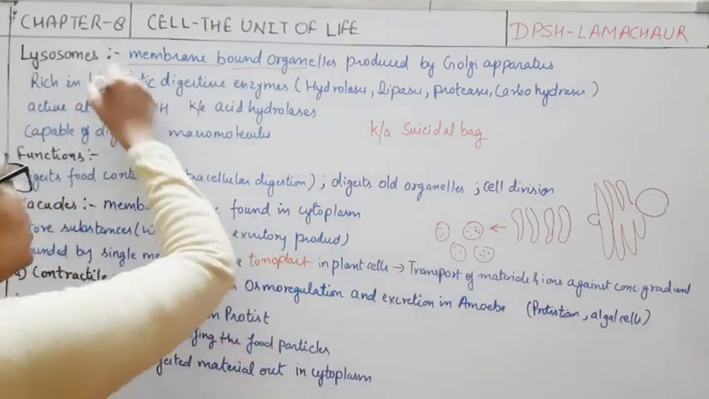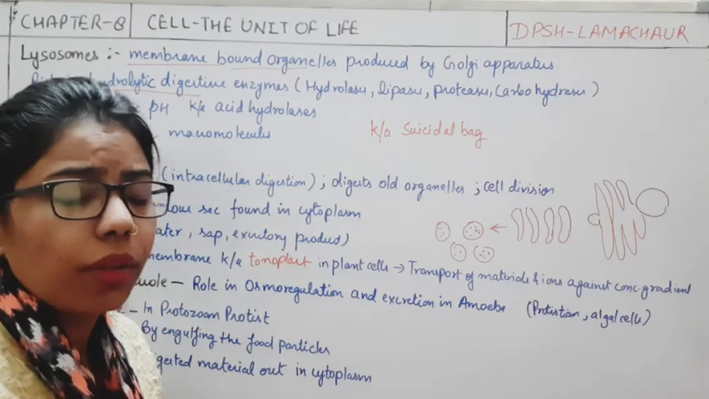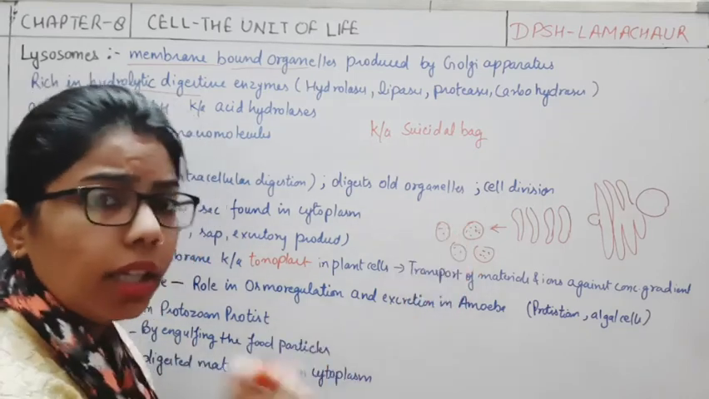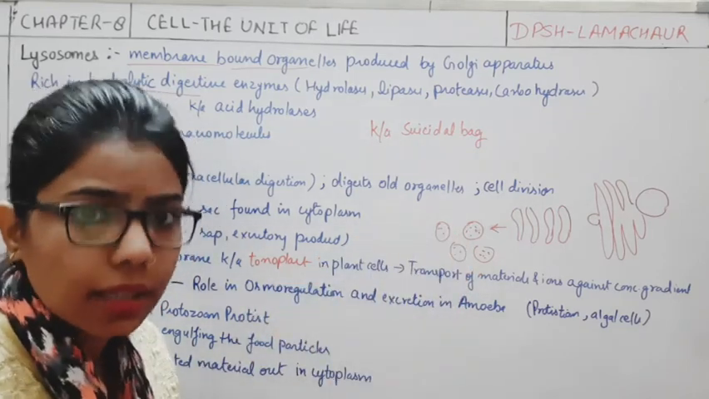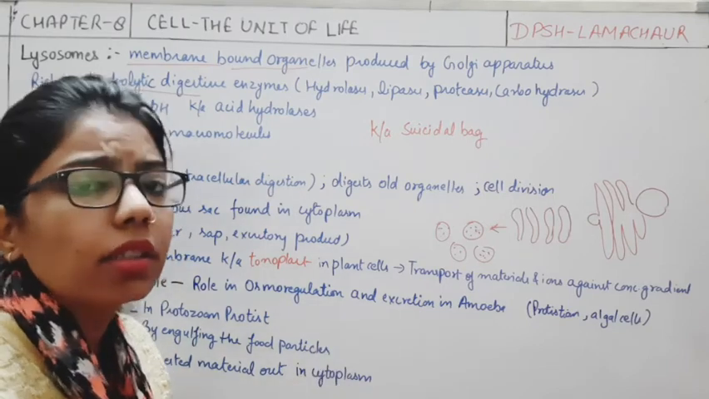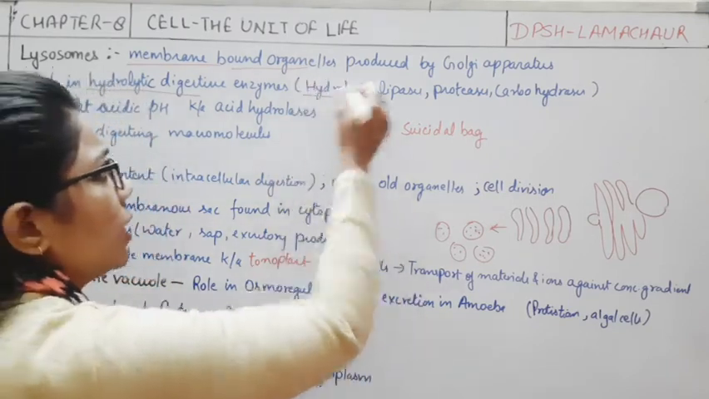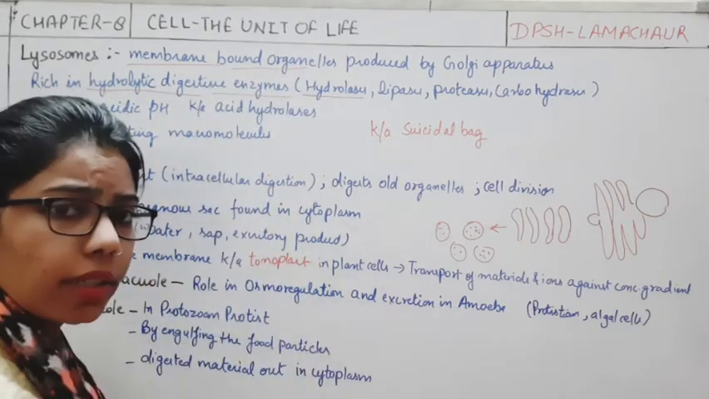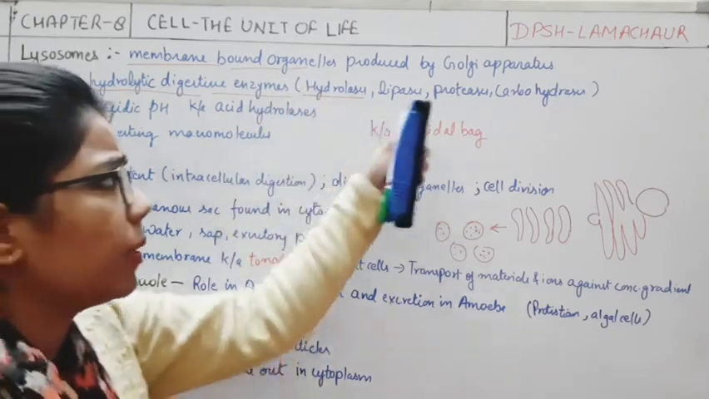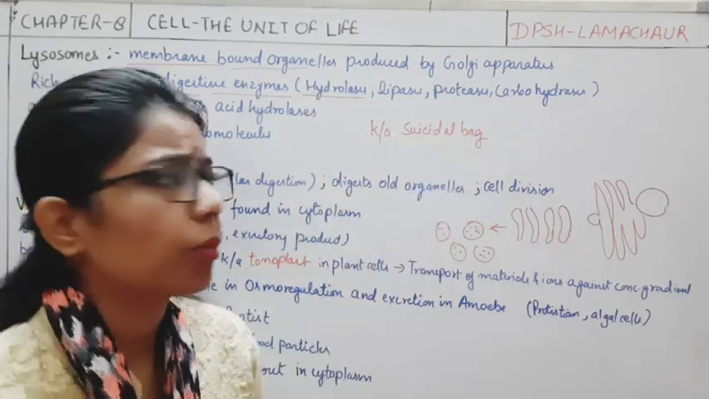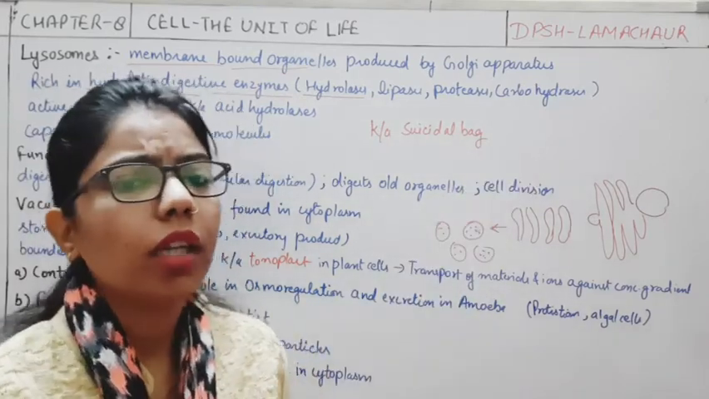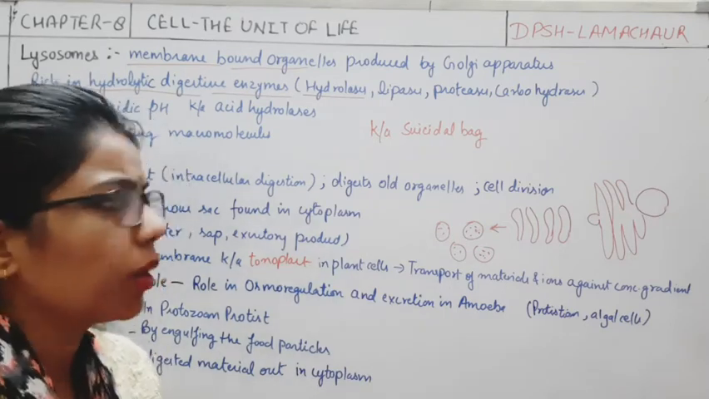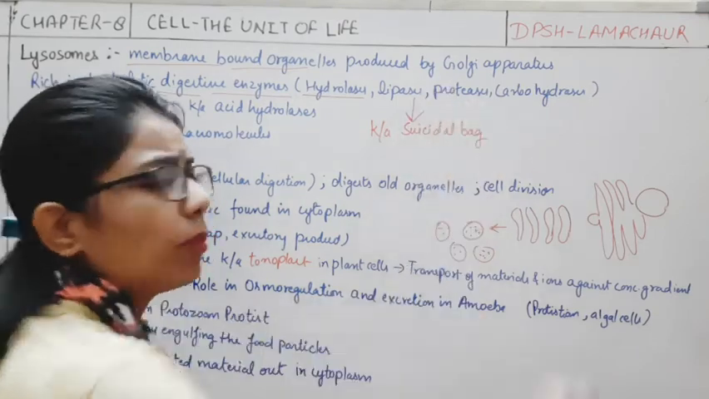Now these are rich in hydrolytic enzymes, or have hydrolytic digestive activity, which means they have a fluid which contains hydrolysis enzymes, and it will digest the cell with the help of these hydrolase enzymes. So that's why we say it contains hydrolytic digestive enzymes like lipase for the lipids, proteases for the proteins, and carbohydrases for the carbohydrates. With the help of these enzymes, it will break things down when it bursts out. That's why it is also known as the suicidal bag.